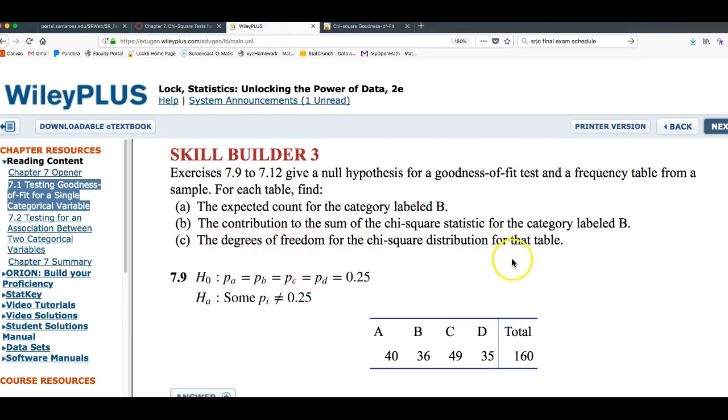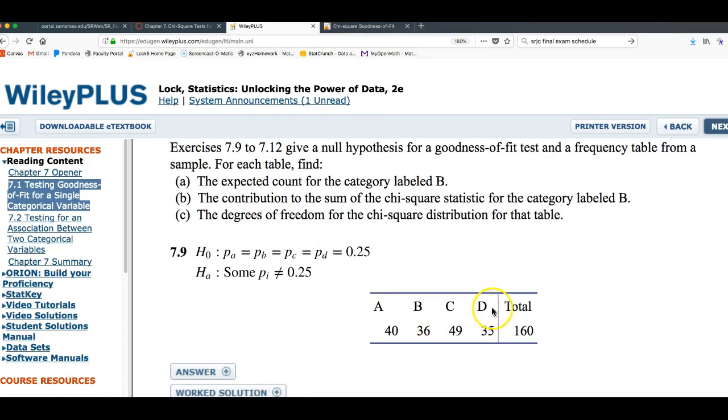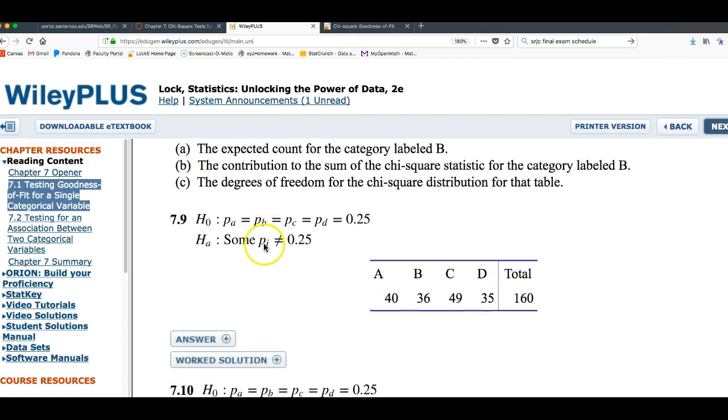Oh, and the degrees of freedom. Lastly, degrees of freedom is just the total number of categories minus 1. There's 4 categories, so there's 3 degrees of freedom.